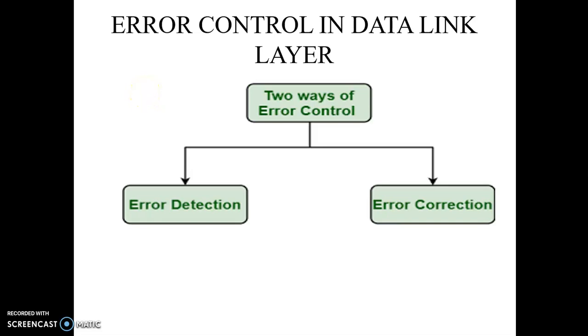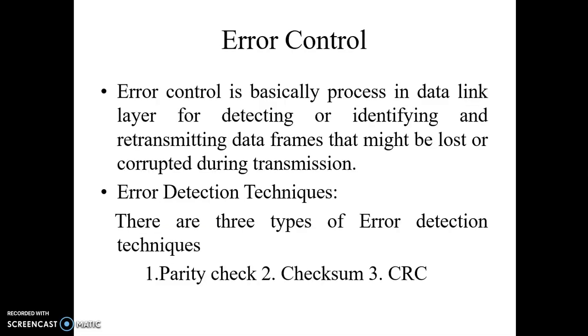At first, error control in data link layer consists of two types: one is error detection and the other is error correction. At first we will see what error control is. Error control is basically the process in data link layer for detecting or identifying and retransmitting the data frames that might be lost or corrupted during the transmission.